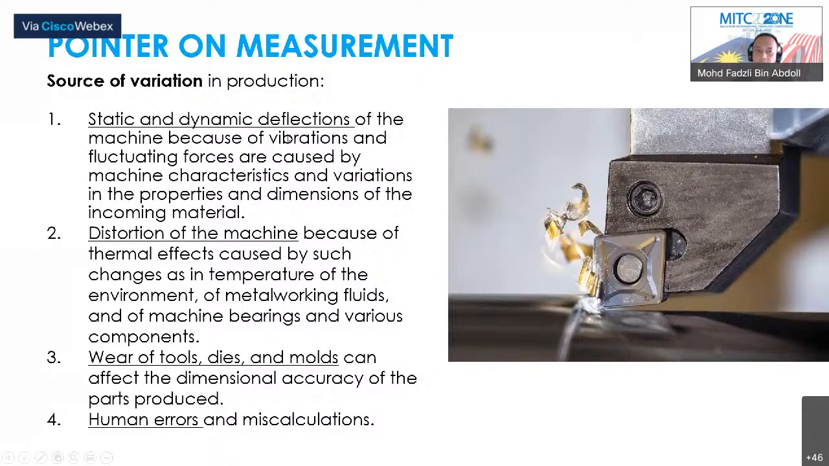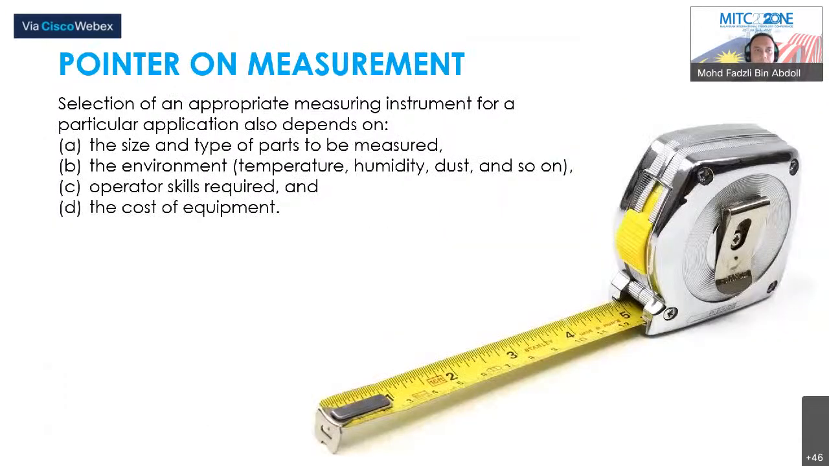Disebabkan oleh static and dynamic deflection, disebabkan oleh vibration, and then disebabkan oleh distortion of the machine, disebabkan oleh thermal effects, dia akan mengubahkan you punya dimension. And then of course, the weight of tool, dies and mold can also affect the dimensional accuracy, and then the human error lah, and also the miscalculation.